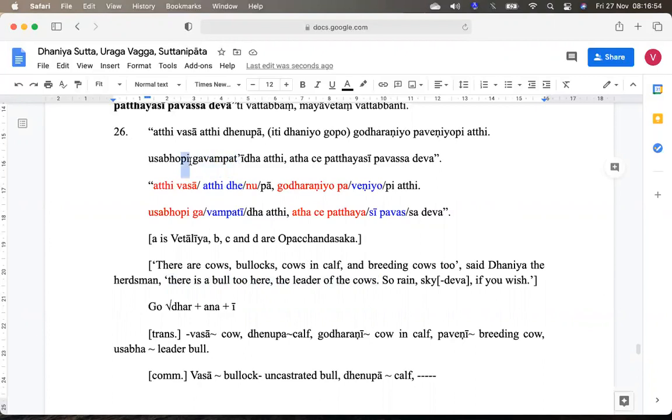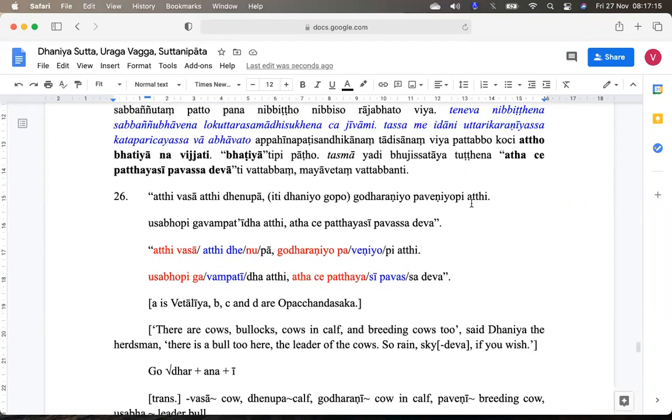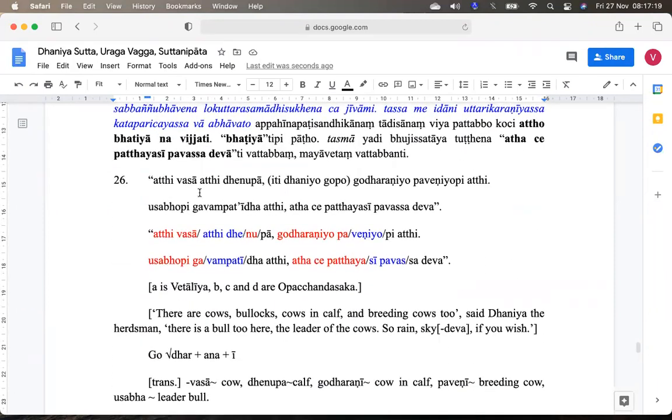Okay, ataji bhattasi bhavasa dewa. So the whole stanza: there are cows, bullocks, cow and calf, and breeding cows too, said the husband. So there is a bull too here, the leader of the cows, if you wish. So here we can see five facts in this stanza: wasa, denuba, godara niyo, bawe niyo, and usabo. So these are five characteristics of the cattle in the cow yard. In the cow yard, at least these five facts should be included.